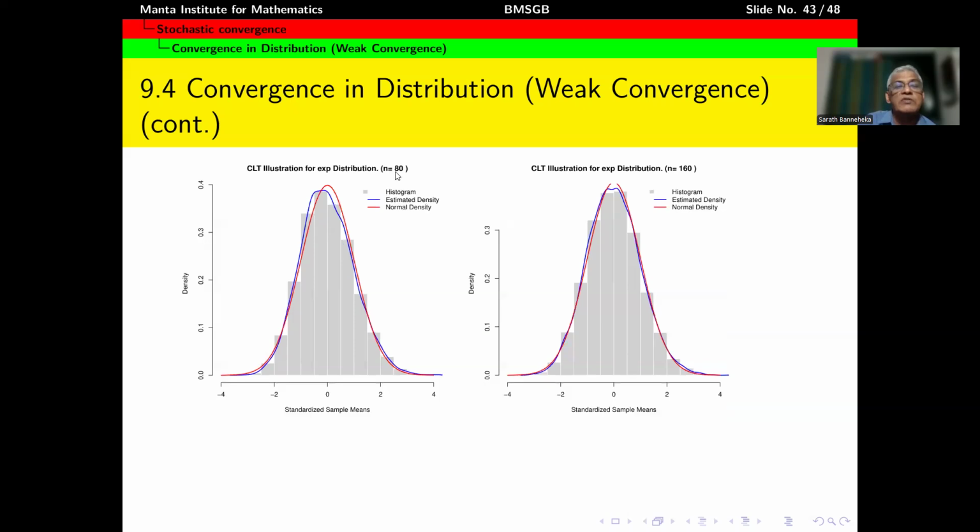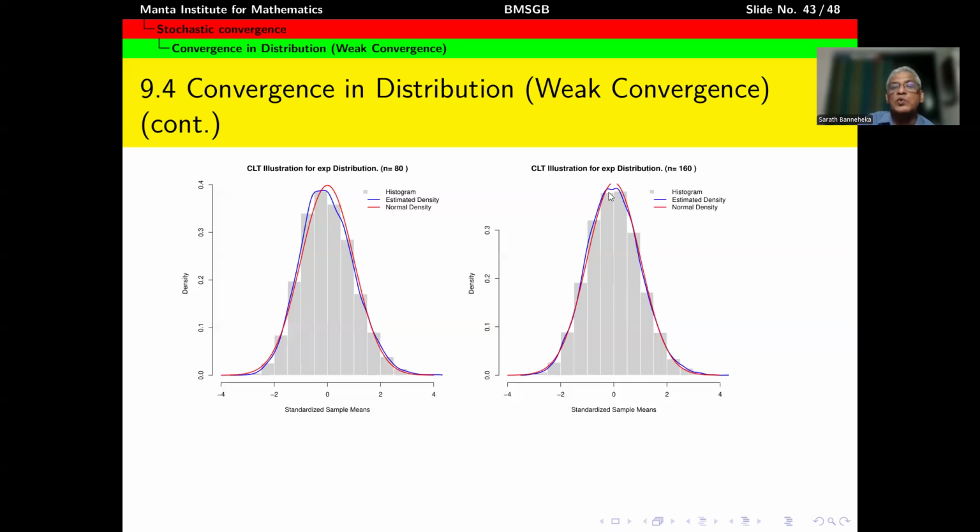And this is the situation when n is equal to 80, and this is the situation when n is equal to 160. Sorry, 160. So you can see that when n is as large as 160, the two densities are almost the same.